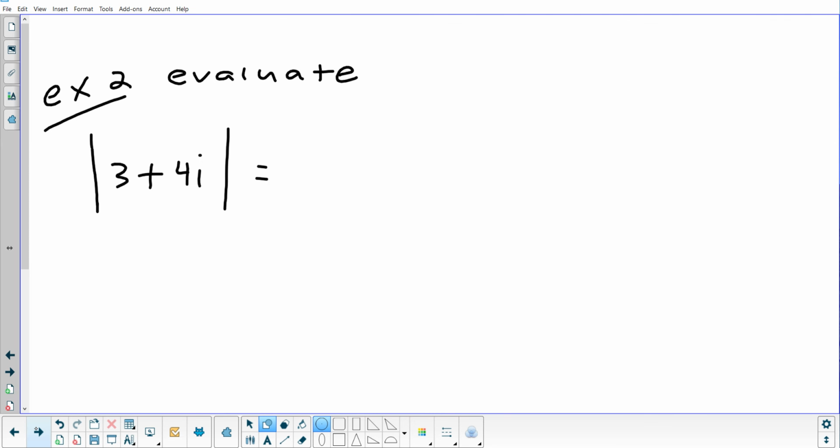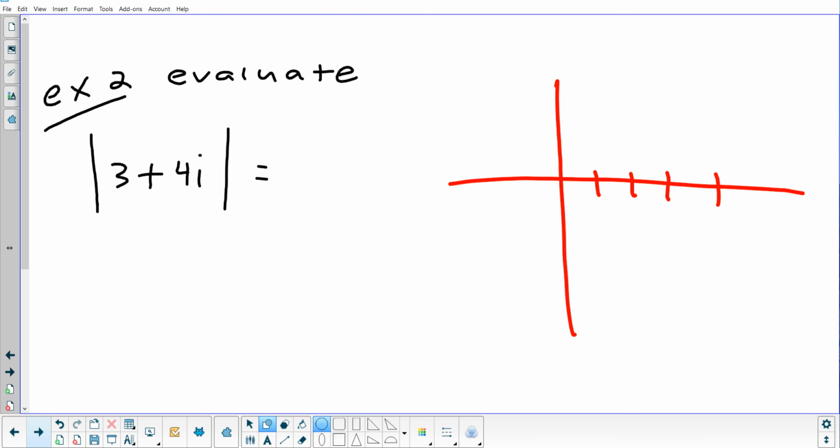Right, let's try this one. So the absolute value of 3 plus 4i. If you forget how to do it, you can always just make a sketch and then figure it out from there. So I want to find the length of that line segment. Make it into a triangle. How would you set up your Pythagorean theorem to find the absolute value of 3 plus 4i?